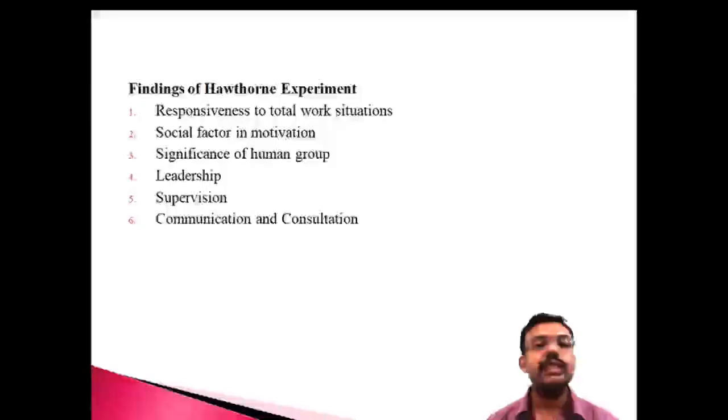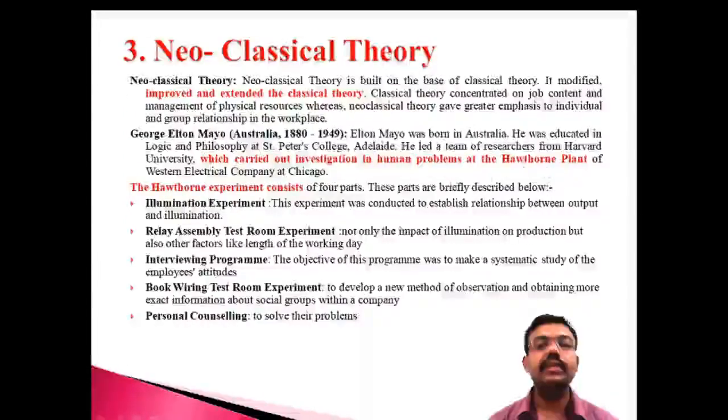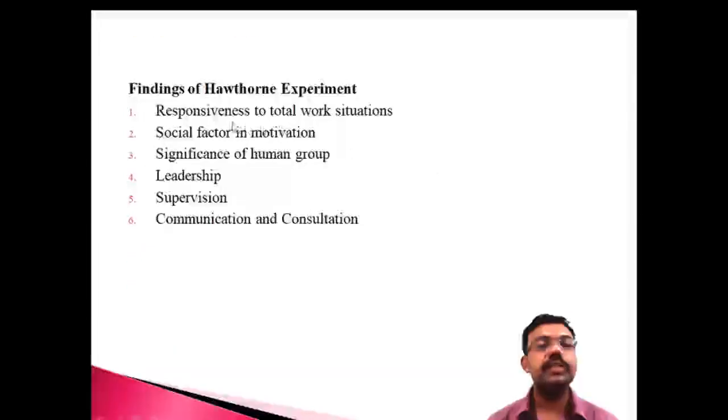First one is responsiveness to the total work situation. An employee is responsive to the total work situations in the organization. This is the first important finding of the Hawthorne experiment. Elton Mayo suggests that an employee, or otherwise the employer, is always responsive to the total work situation within an organization, because it's about human relationships. Human relations is one of the important elements. The humans are responsible for the total work situation. That's the first important finding regarding the Hawthorne experiment.